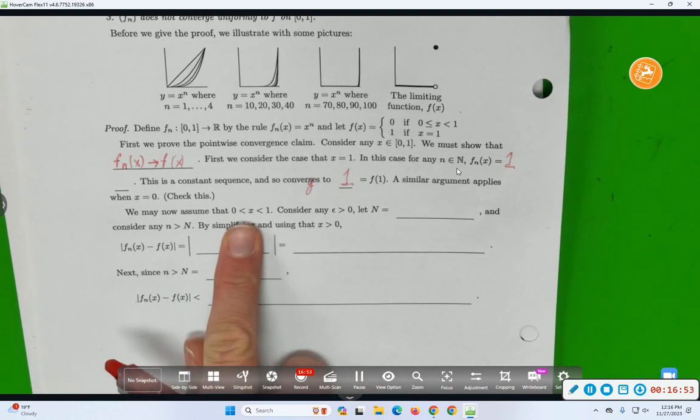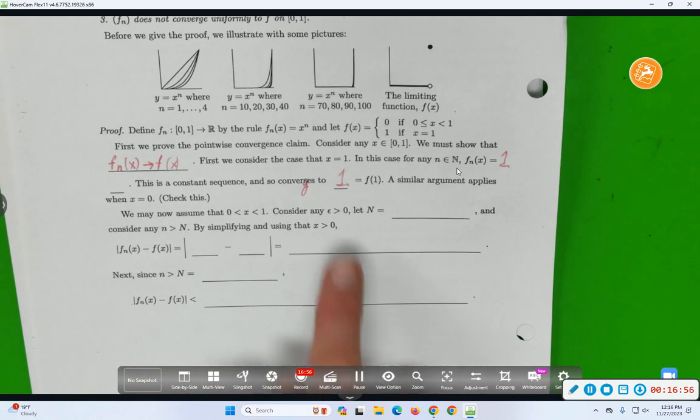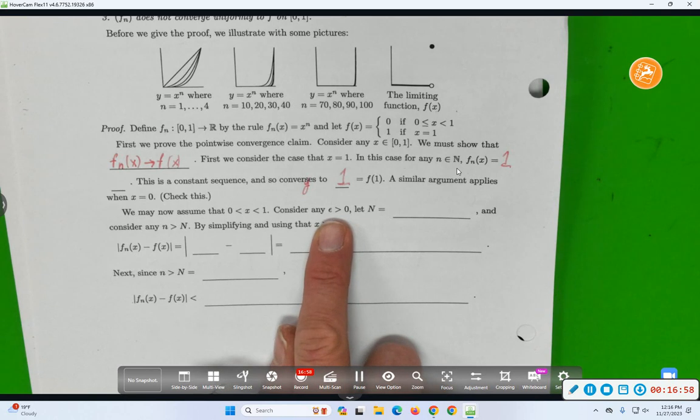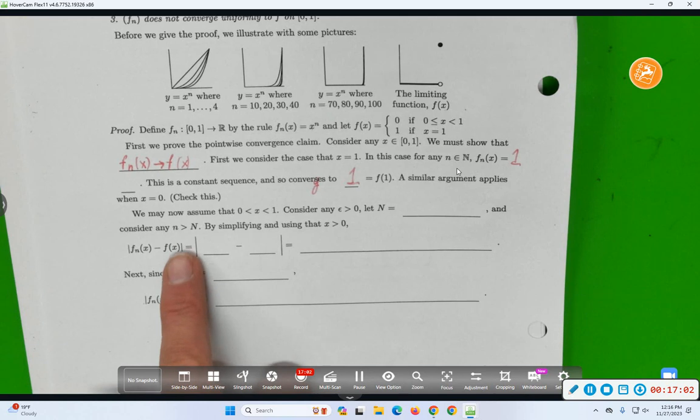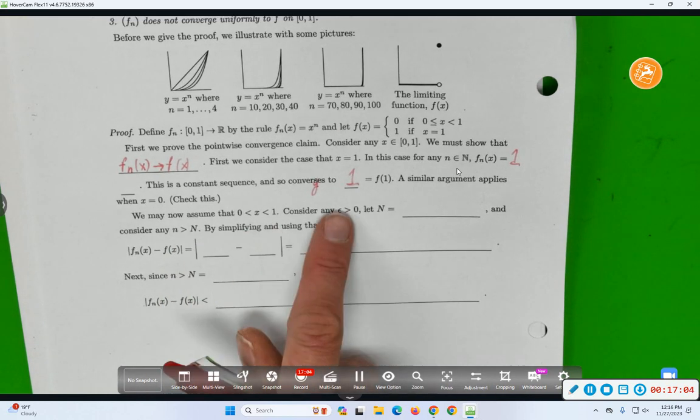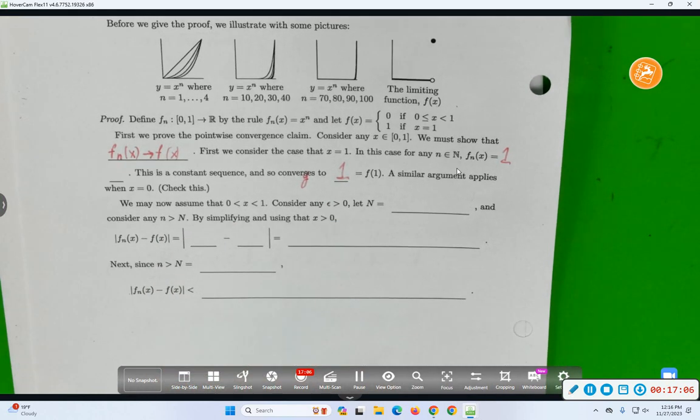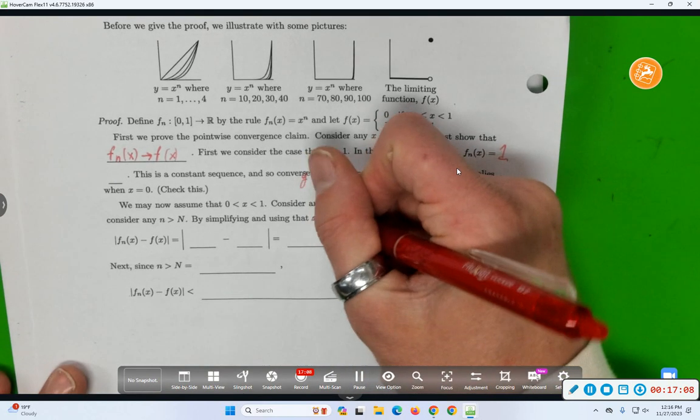So let's assume that x is strictly between 0 and 1. Let's consider any epsilon bigger than 0. We'll need to come up with a choice of big N. We'll consider any little n bigger than big N. We'll do some simplifying, and we'll take advantage of this assumption, well, let's take advantage of all of it.